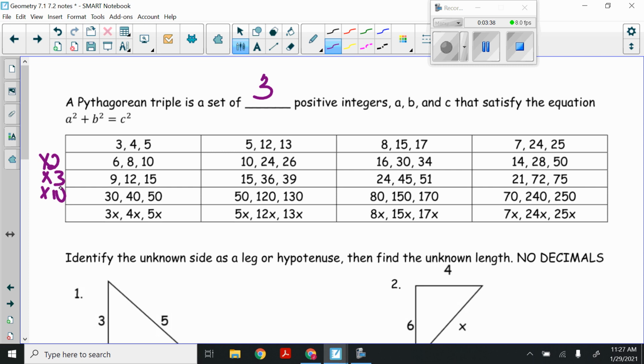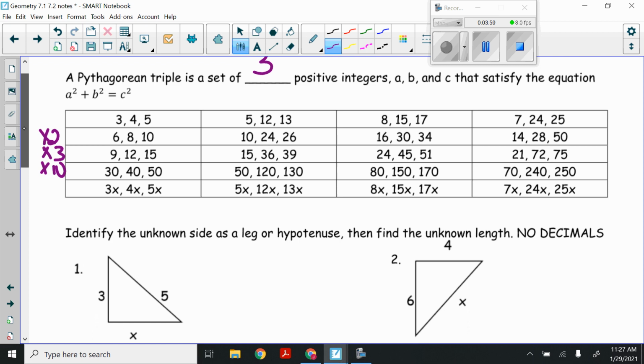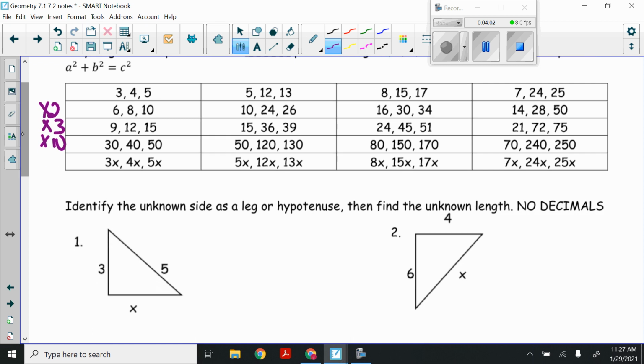So any 3, 4, and 5 when they are all multiplied by the same constant. And then we also would have 5, 12, 13. Those three numbers, any of them multiplied again by the same constant, 8, 15, 17, 7, 24, and 25. Those will just save us some time. Instead of having to do the Pythagorean theorem, if we recognize it as a triple, then it saves us a little bit of work to do.